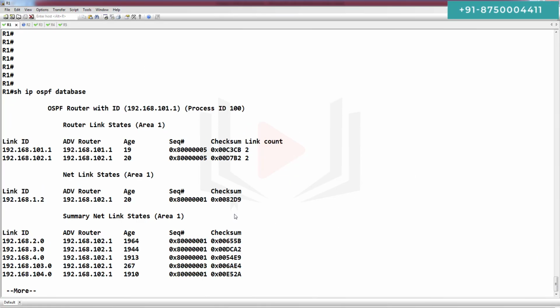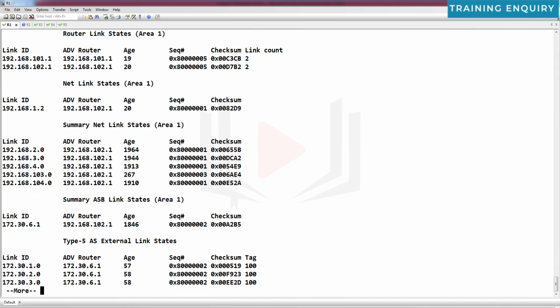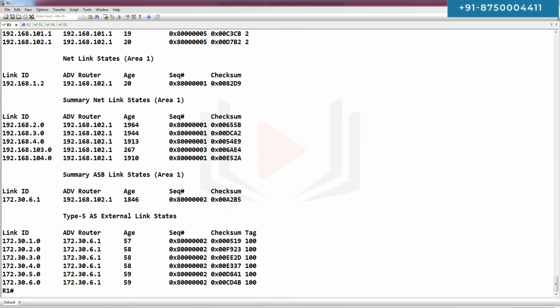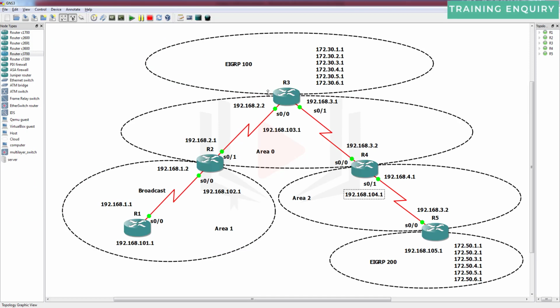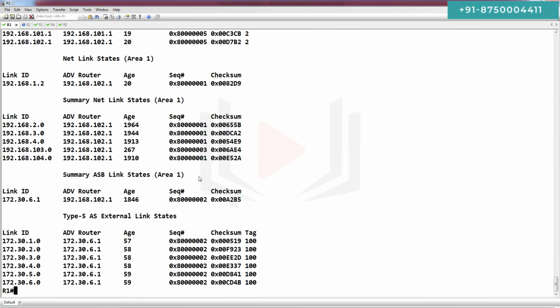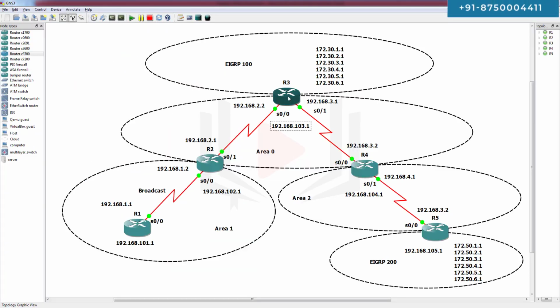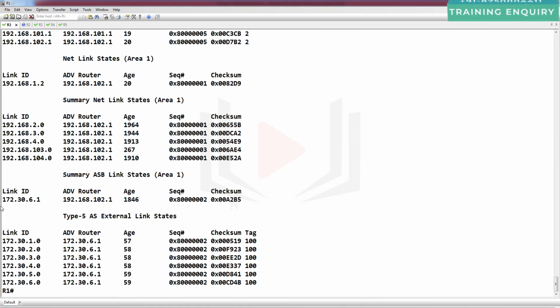Next is ASLSA. ASLSA contains the ASBR router ID. And what is the ASBR router ID? The ASBR router ID is R3's highest loopback. Loopback is 172.30.1.